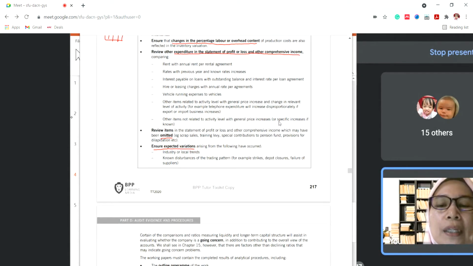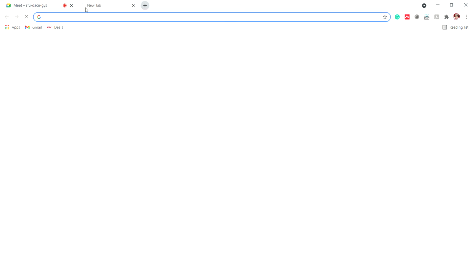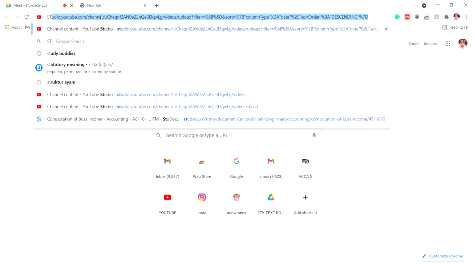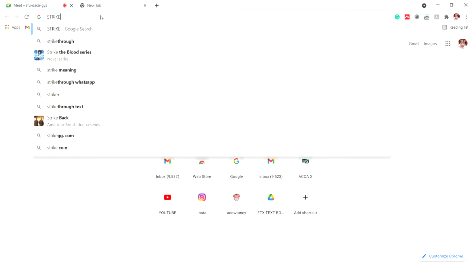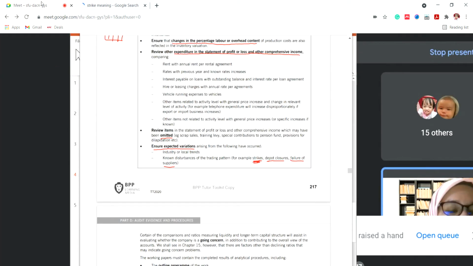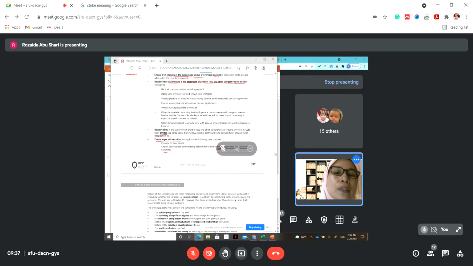So if there is a trading pattern such as a strike, for example, companies in the US, outside Malaysia, often have strikes. So what happens if the employees are having a strike, or depot closure? So depot closure, what happens? Failure of suppliers. Okay, what happens? Yes, who raised the hand?